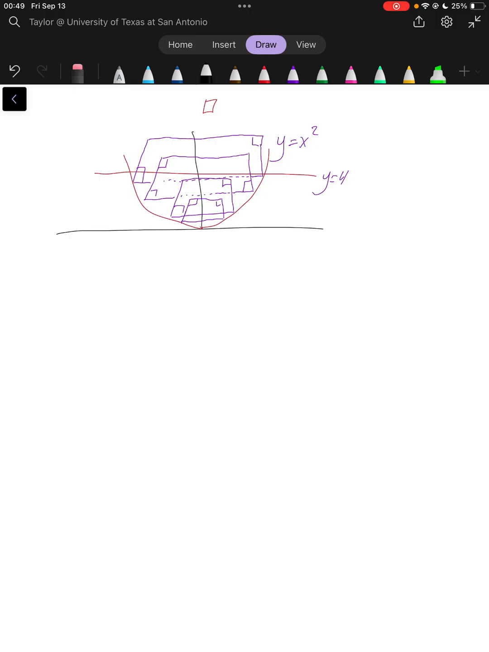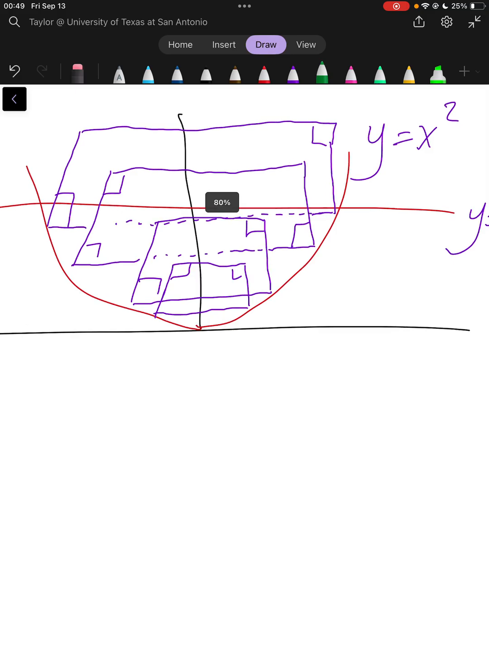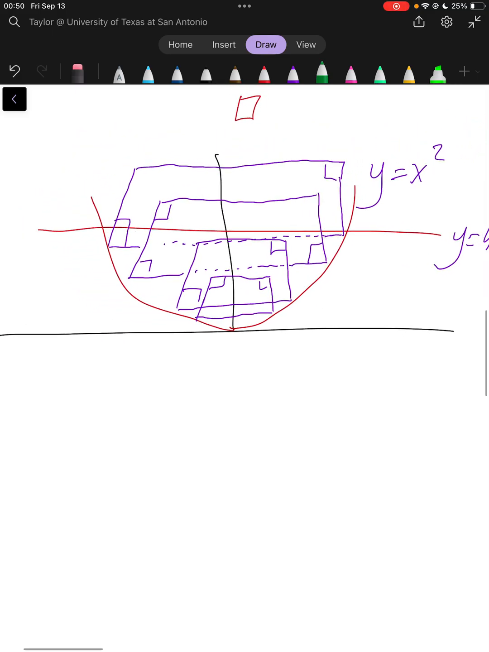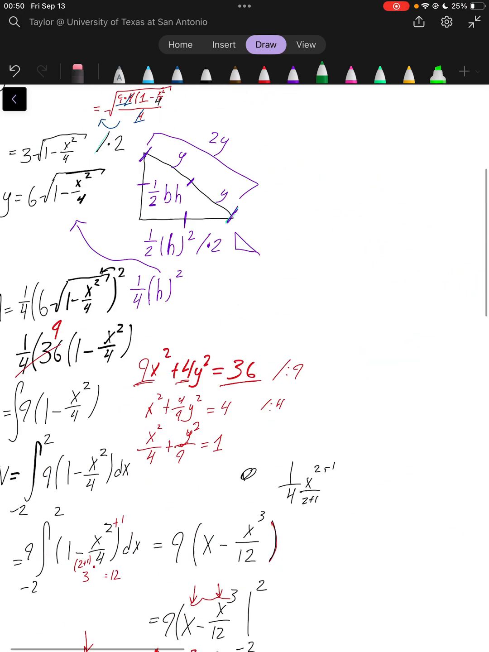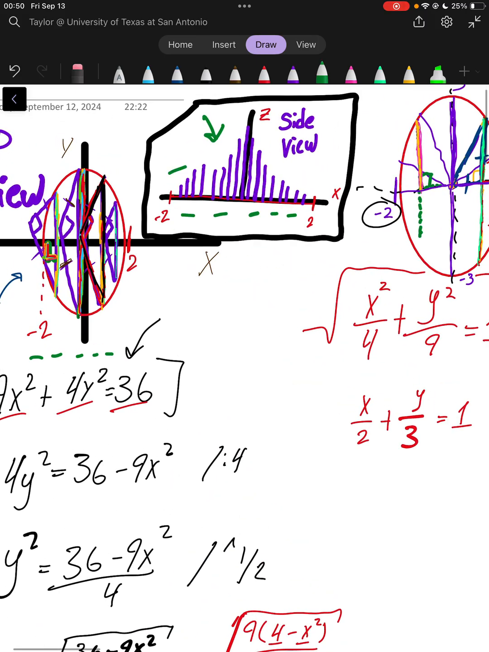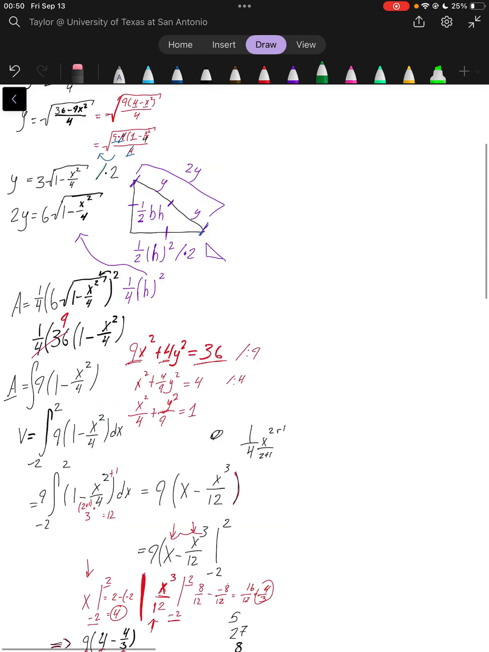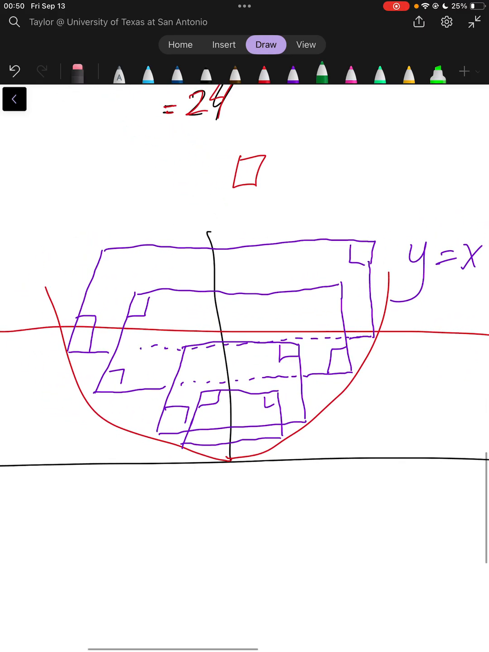Now we're asked to find the volume of the solid whose base is the parabolic region bounded by y equals x squared and y equals 4, where the cross sections are perpendicular to the y-axis and are squares. Hopefully these squares look like they have a little bit of depth here, so that we have a similar situation to our previous example. And we do see that we are in fact perpendicular to the y-axis.